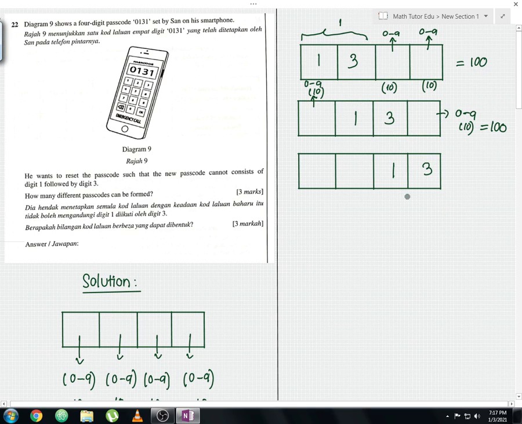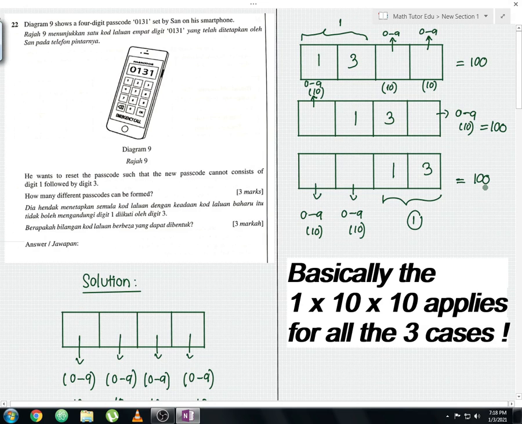Moving on to case 3, where your number 1 and number 3 will be at the third and fourth block respectively. For this, you only have a total of one possibility. For the first block, you can fill number 0 to 9, where you have a total of 10 numbers. As for the second block, it is also the same. You can fill the number 0 to 9, where you have 10 numbers. So 1 times 10 times 10, you should have a total of 100.